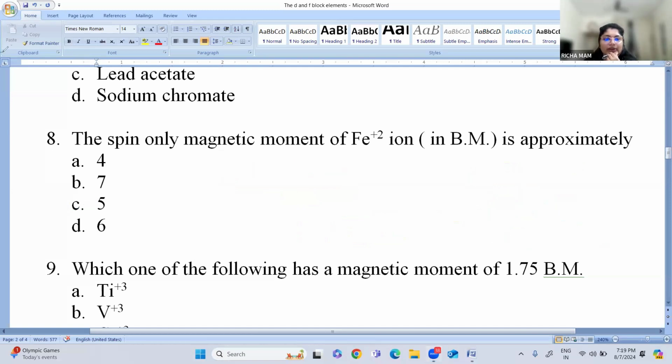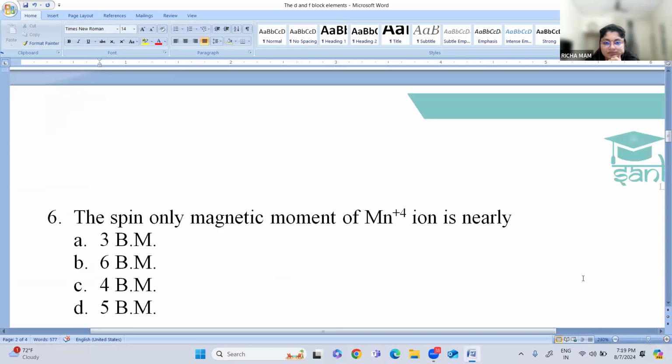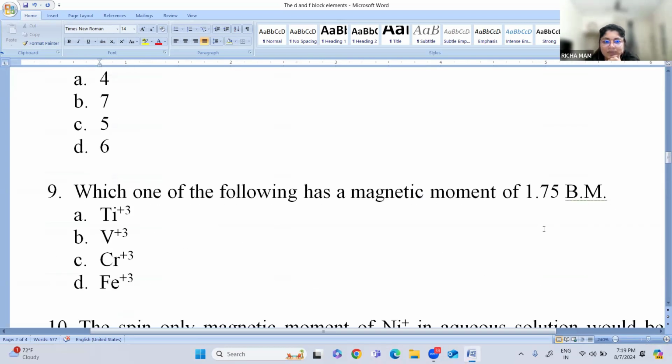Which one of the following has a magnetic moment of 1.75 BM? Now you do this, we have done similar problems. I will not do this directly, I will tell you the answer. So you have to solve this and tell me. Which of the following has a magnetic moment of 1.75 Bohr magneton?